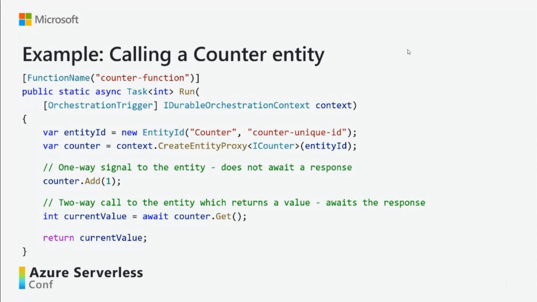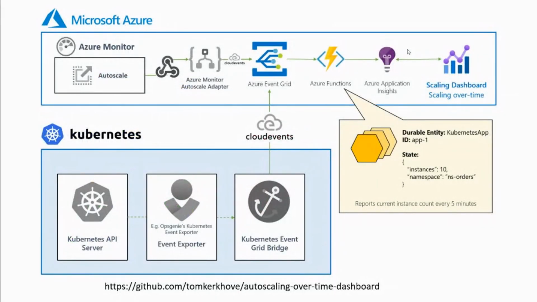Then next, what we do is we create an entity ID, which is the name of the entity and the unique identifier. Then we use the entity proxy to create an instance, and then we just use the operations of that entity to interact with it. So we can increment the counter, and we get the counter value, and we can return it. So it's super simple.